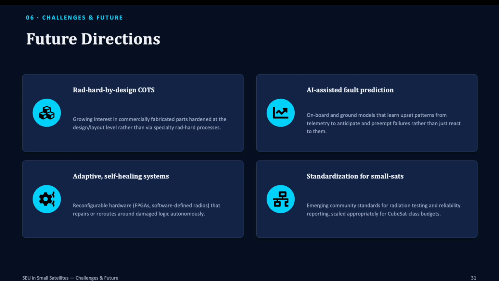For the commercial off-the-shelf components, there's a growing interest for the fabricated parts to be hardened at the design level rather than a very special process that is only aligned with that particular component. In terms of the AI-assisted fault prediction, onboard and ground models that learn upset patterns from telemetry are used to anticipate and preempt failures rather than just react to them.